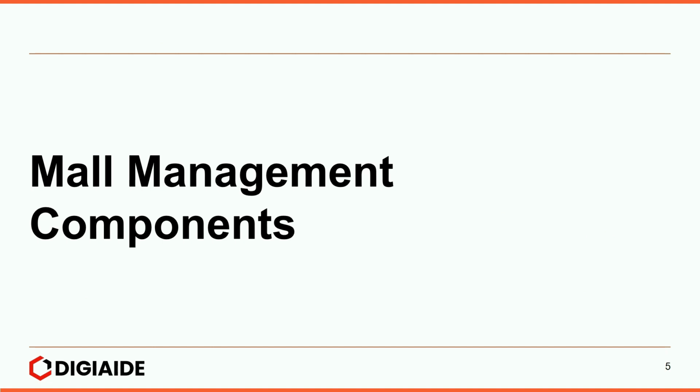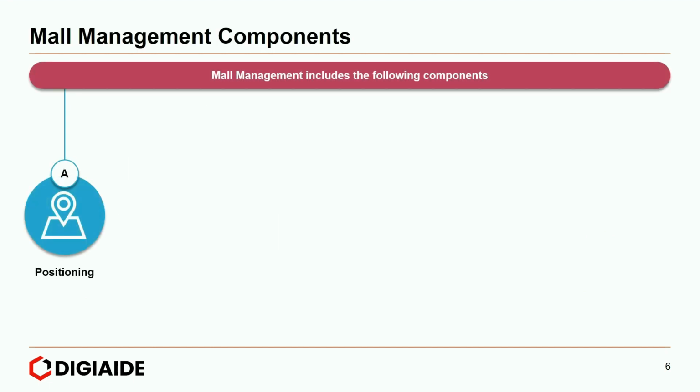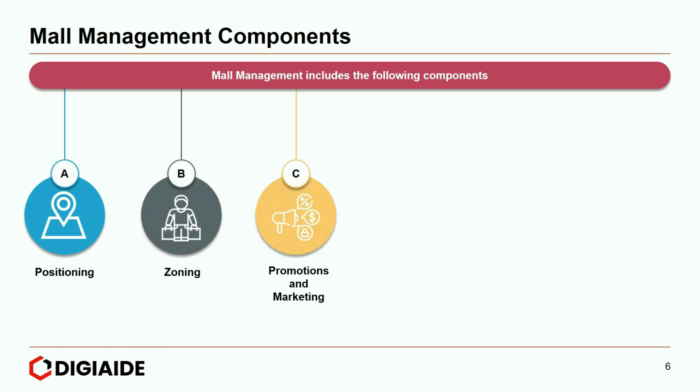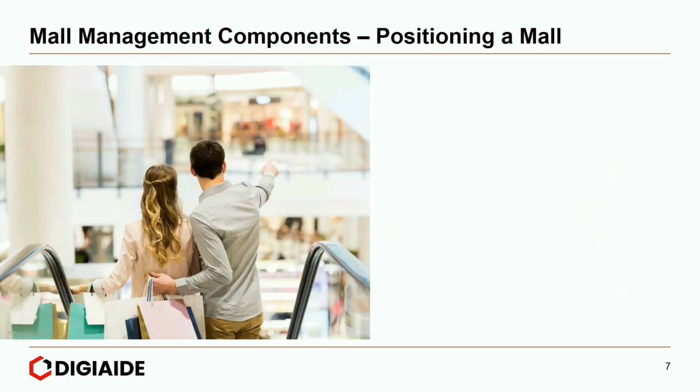Moving on to mall management components. There are about 6 of them. We will look at each one of them in detail, but they are positioning, zoning, promotion and marketing, facility management, financing, and tenant management. Let's start with positioning.